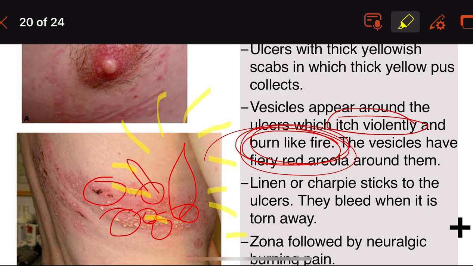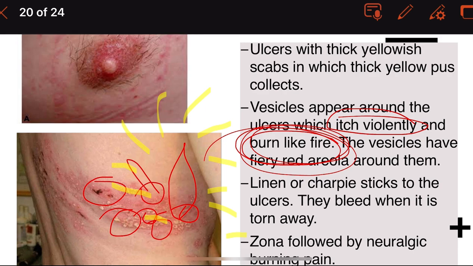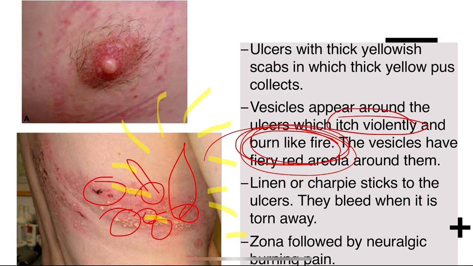The linen or chappy sticks to the ulcers. They bleed when it is torn away. We know that they produce this offensive, sticky, yellowish, thick discharge, and this discharge will stick to the linen. Once the linen sticks to the ulcers, when you try to tear it away, the ulcer starts bleeding.